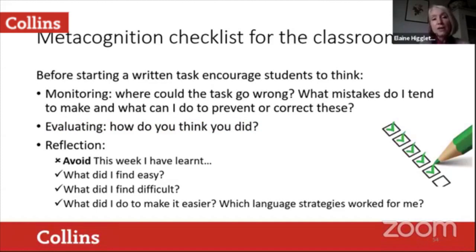This is a metacognition checklist for the classroom. Encourage students to think, did that task go very well? What went wrong? What mistakes did I make? What might work better for me next time? How do I learn? I know that I learn best in a certain way because I have worked out how I learn. I've evaluated my learning style. That's what we want students to do.